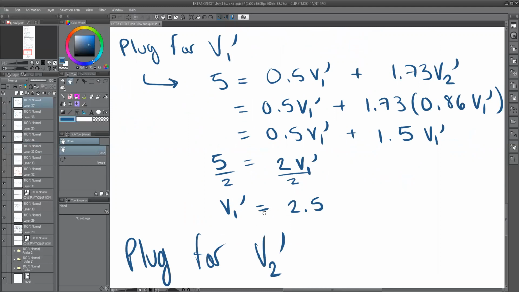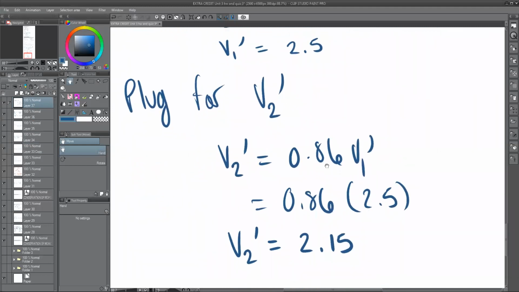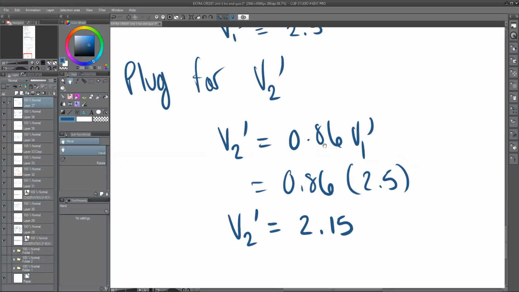And then now that you have V1 final, you can plug it back in for V2 final. So V2 final is 0.86 V1 final. You just plug in your V1 final, and then you get your V2 final. So now you have the velocities of both asteroids in the final step, just using the angles and the initial velocities and the mass.